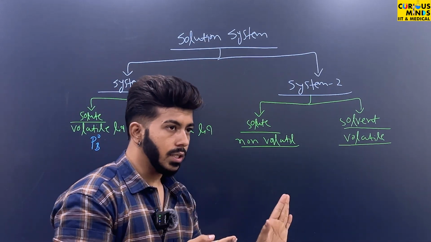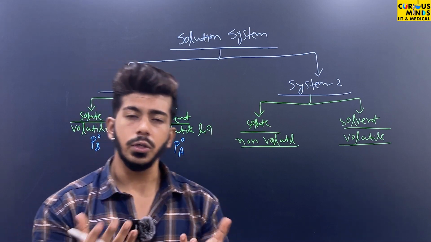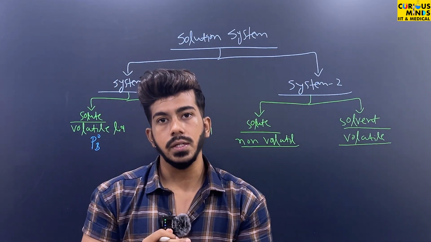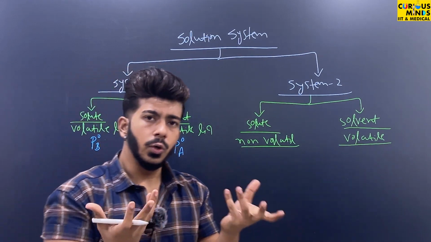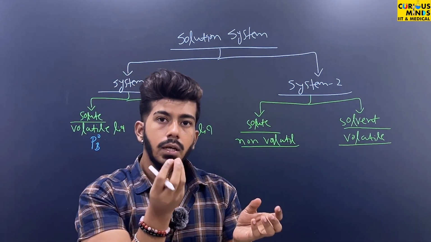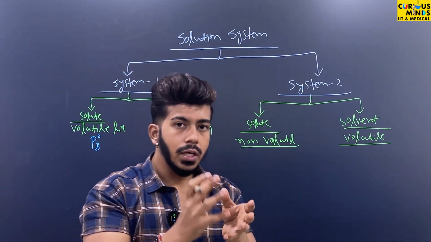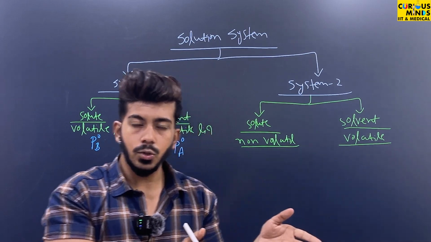Now after this we have few systems of solution. Now what is solution? We all know solution is nothing but the mixture of two substances. One is called solute, one is called solvent. Now what is solute? We know solute is the particular substance that is present in lesser amount, right? और solvent क्या होता है? Solvent होता है जो ज़्यादा amount में present होते हैं. Solute क्या होते हैं? जो कम amount में present होते हैं, right?